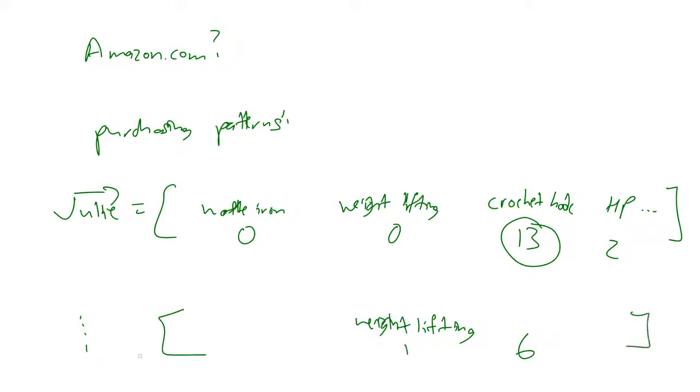So if there are a lot of different vectors that have some positive numbers here and some positive numbers here, then weightlifting turns out to be a great product to recommend to Julie, because she has liked things that those other people who have bought weightlifting sets like. And that's exactly how Netflix figures out what movies to recommend to you, right?